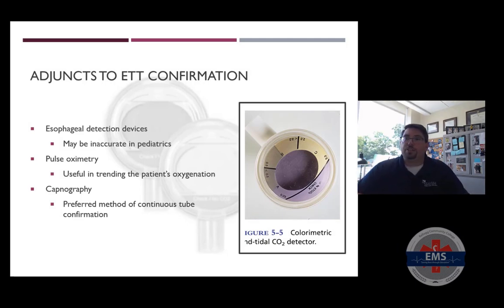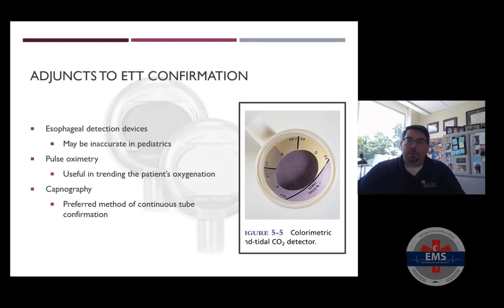For endotracheal intubation and adjuncts to confirm, we know that esophageal detecting devices may be very inaccurate in pediatric patients. Pulse oximetry only looks backwards, it doesn't necessarily look forward, but capnography would be the preferred method to confirm and to continuously monitor your proper tube placement and your patient's status. Remember, continuous waveform capnography is the gold standard.